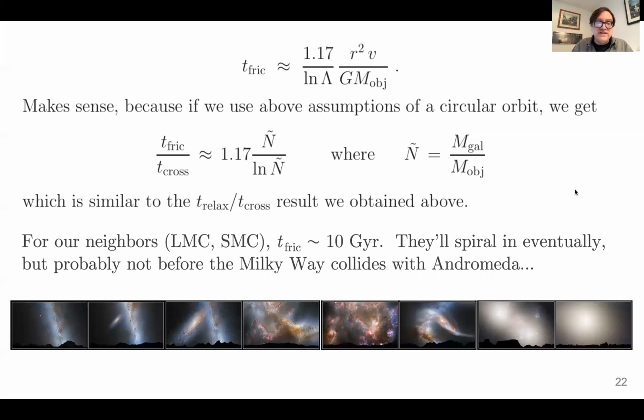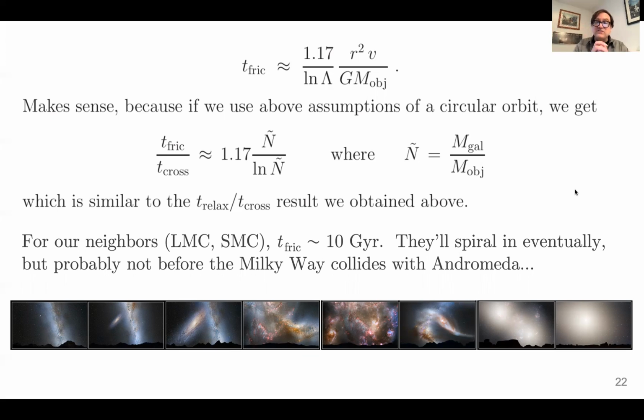And the one thing that we can look at are our neighboring large and small Magellanic Clouds. If you plug in the numbers for them, you'll get something like 10 billion years, which, it'll eventually happen. It's a long way off. But interestingly enough, we know from the overall dynamics of our local group of galaxies that something even sooner, even more dramatic is going to happen. And that's only in about 4 billion years.